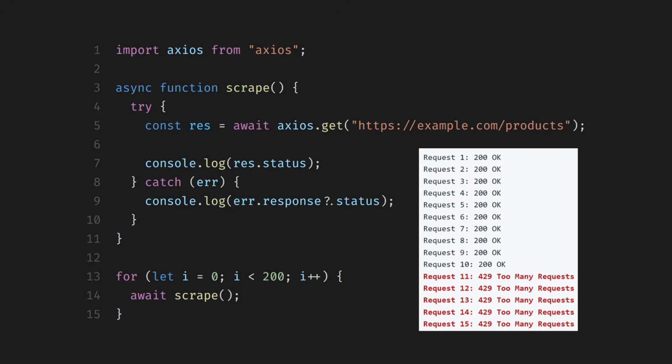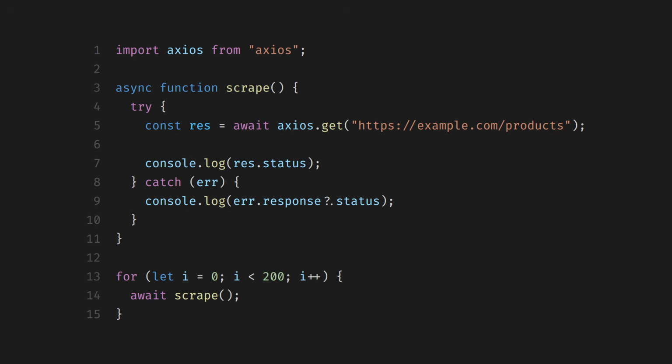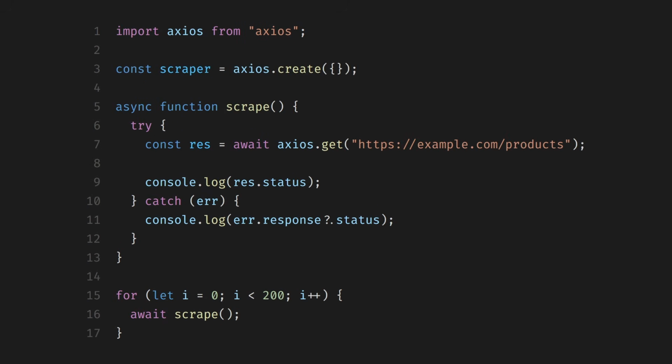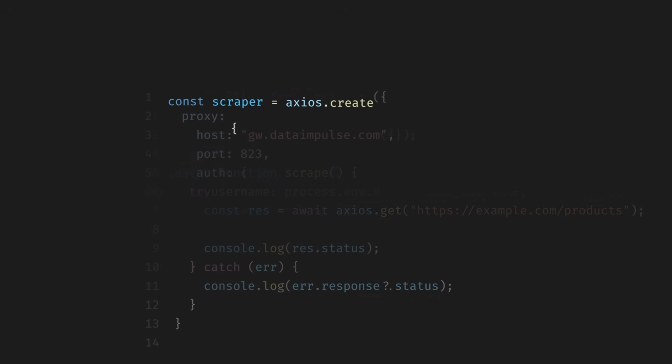So how do developers solve this in production? Instead of every request coming from our IP address, we'll route them through DataImpulse residential proxy network. The nice thing is that we barely have to change our code. First, let's create an Axios instance instead of calling Axios directly. Think of an Axios instance as a reusable client. We configure it once, then reuse it for every request.